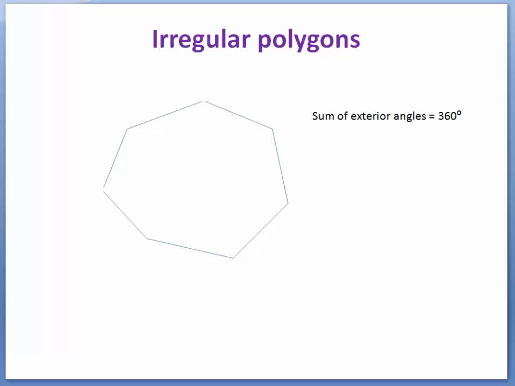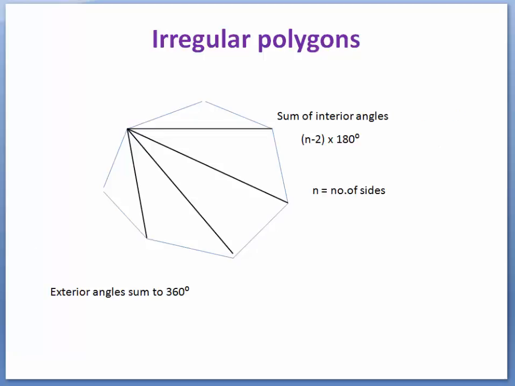Irregular polygons have lengths of sides which are different sizes, and the internal angles are different, and the exterior angles are different. However, if we add the exterior angles together, the sum of the exterior angles is 360 degrees. If we've got an irregular polygon, or any irregular polygon, we can draw triangles from one of the vertices, when we join with a straight line to all the other vertices. This forms triangles.